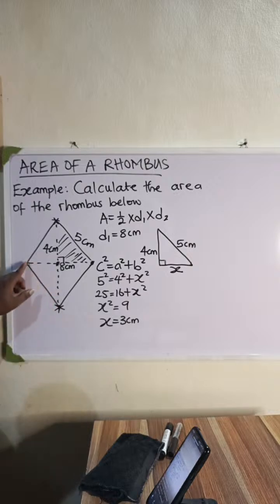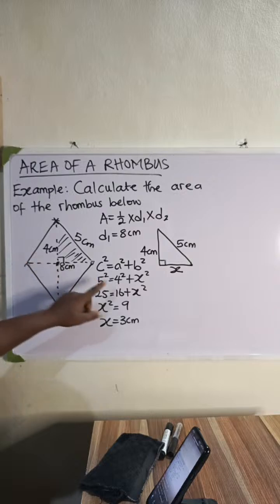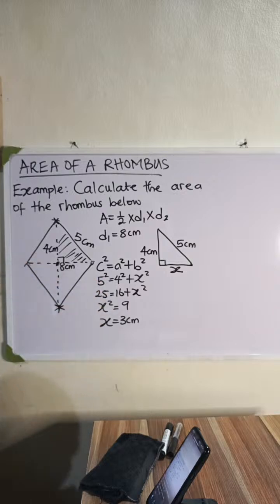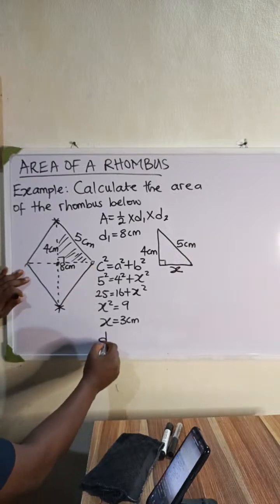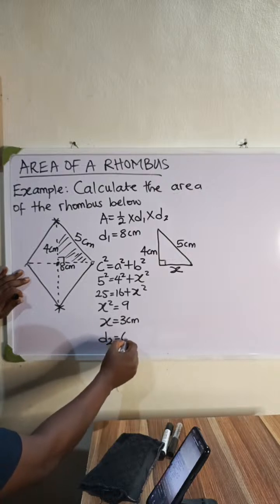What will be this value from here to here? This diagonal, what will it be? 6, correct? So that means this diagonal D2 will be equal to 6. So D2 is equal to 6 centimeters.